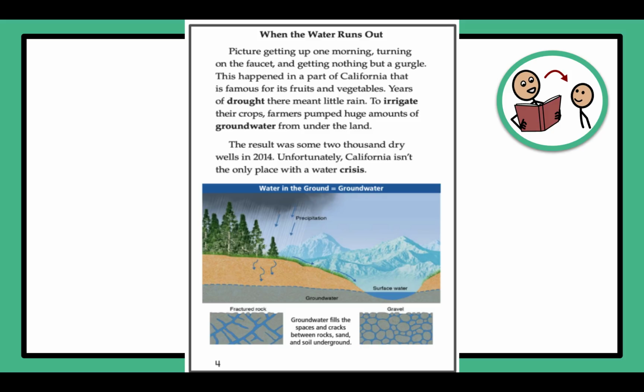Look at the diagram below. Water in the ground equals groundwater. Precipitation falls from the clouds, goes down into the earth, and it becomes groundwater. Some of it runs off and becomes surface water. Look at the two sections of rocks. You've got fractured rock and gravel. The caption says, groundwater fills the spaces and cracks between rocks, sand, and soil underground.